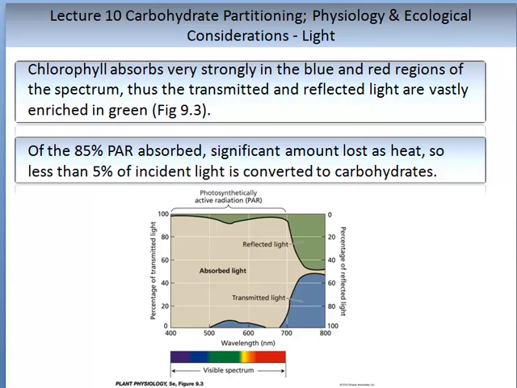You will remember from lecture 6 that light is absorbed in the chlorophyll structure, and that this is wavelength specific. 680 and 700 nanometers were the reaction centers for photosystem 2 and photosystem 1. Blue light is also absorbed in the chlorophyll pigments. Therefore, chlorophyll absorbs very strongly in the blue and the red regions of the spectrum, and thus transmitted and reflected light are vastly enriched in green. You can see a visual representation of this in figure 9.3 on the slide. Of the 85% photosynthetic active radiation absorbed, a significant amount is lost as heat, so less than 5% of the incident light is converted to carbohydrates.